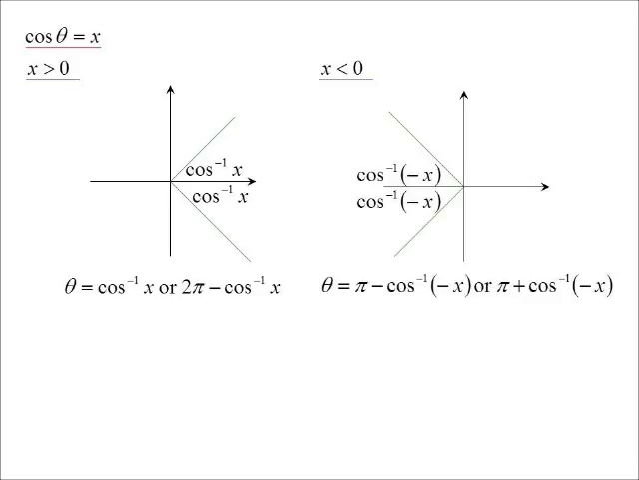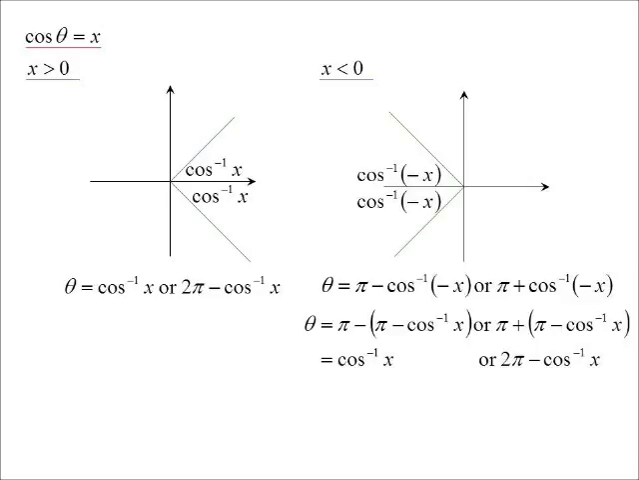We'd be in the second quadrant or the third quadrant. So in the second quadrant, I would be pi minus the inverse cos of minus x, or pi plus the inverse cos of minus x. What was our relationship for inverse cos of minus x? Pi minus, okay. So yes, it would be pi minus the inverse cos of x.